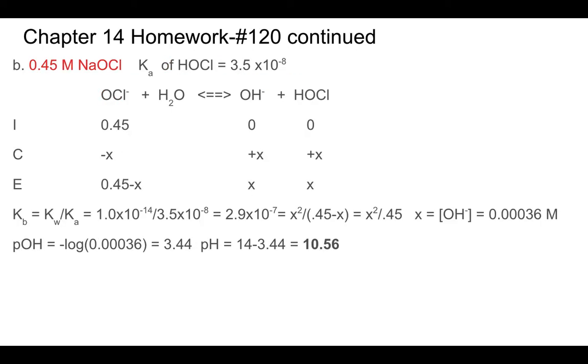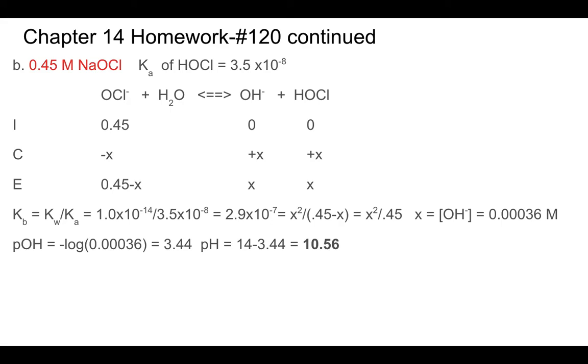Just for kicks, we've got one more that's just like that one. NaOCl: the Na plus is not considered to be acidic or basic. And then OCl minus is considered to be basic because it is the conjugate base of the weak acid HOCl, which has a Ka of 3.5 times 10 minus 8. Set up the ICE table for 0.45 molar and solve for Kb by taking Kw over Ka and get 2.9 times 10 minus 7.